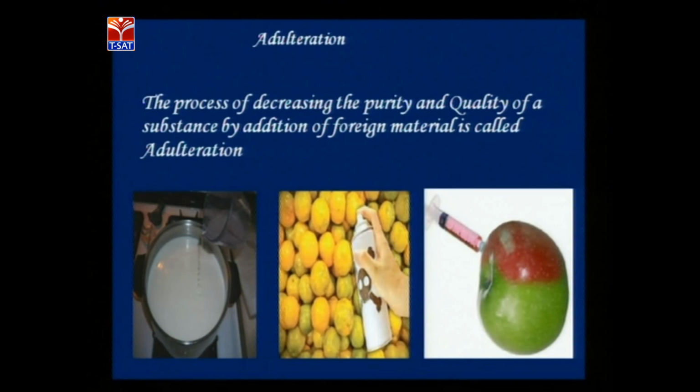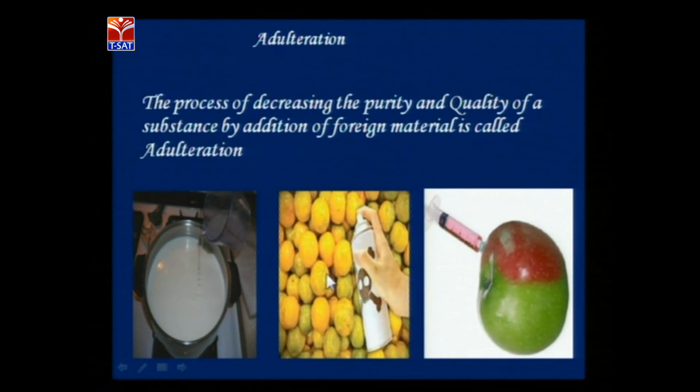Friends, then what is adulteration? Look at the slide. Adulteration is nothing but the process of decreasing the purity and quality of a substance by the addition of any foreign material. Now look at the slide. See here friends, this is water and this is milk. Here this water is added to this milk. This is called adulteration.